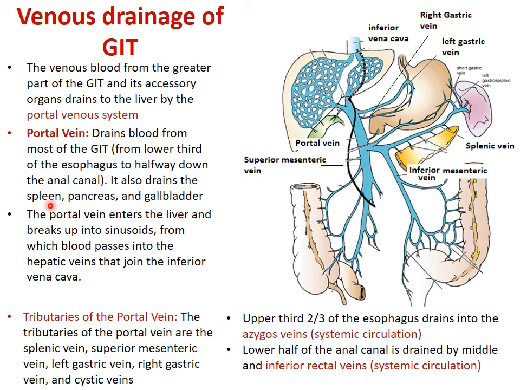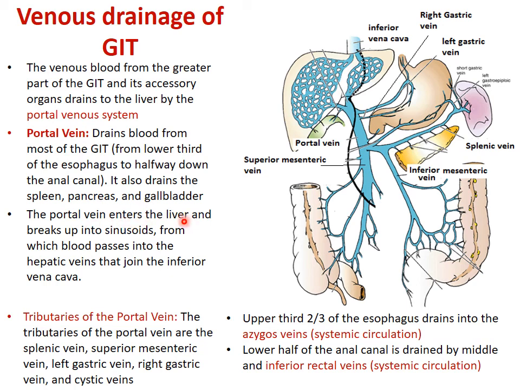It also drains the spleen, pancreas, and the gallbladder. The portal vein enters the liver and breaks up into sinusoids. This portal vein comes here and divides into right and left branches, and when these go into their respective lobes of the liver, they form sinusoids, meaning dilated capillaries, right? The deoxygenated blood comes here into the hepatic sinusoids. They converge to form the hepatic vein that ultimately drains into the inferior vena cava.